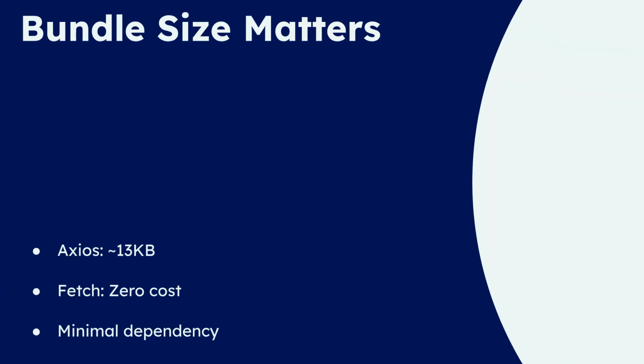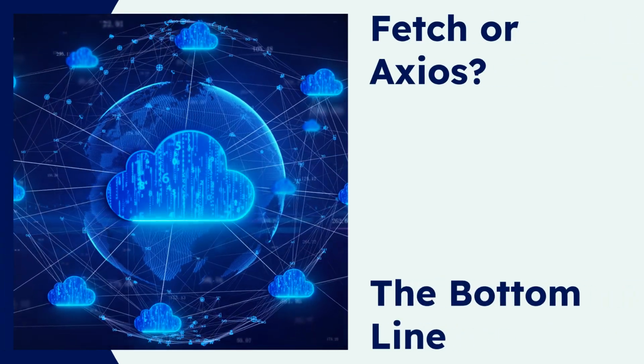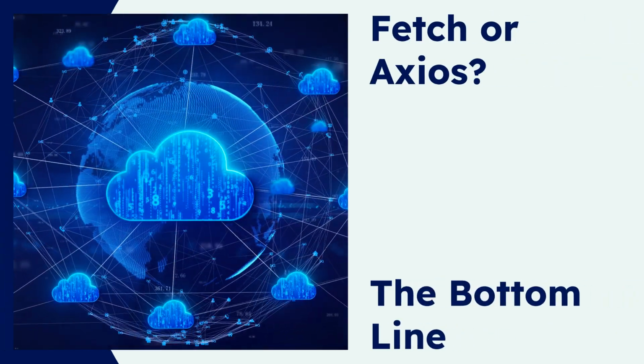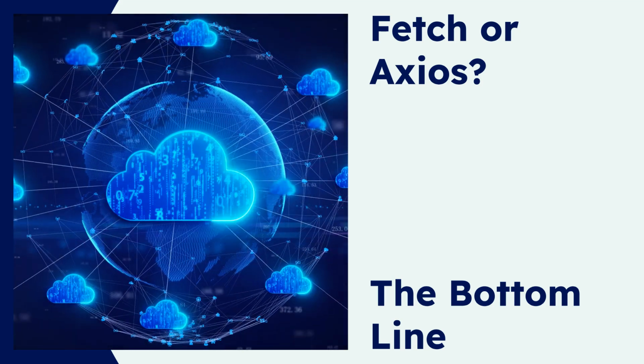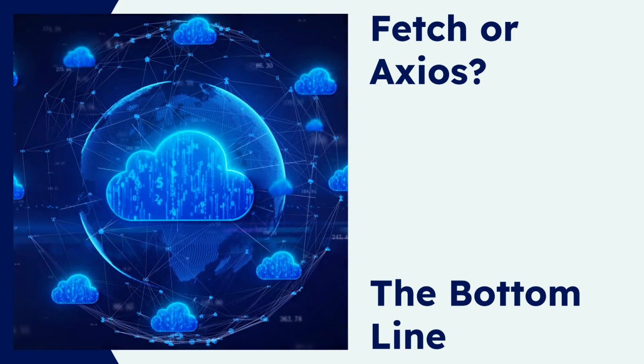Let's look at the cold, hard numbers, specifically regarding the cost of adding Axios as a dependency. Axios adds around 13 kilobytes to your total application bundle size. Fetch is native to the browser, meaning it's completely zero cost in terms of dependency weight. For small applications where bundle size is critical, the native Fetch API is more than sufficient. However, for large, complex enterprise projects, the features of Axios still often justify the dependency.